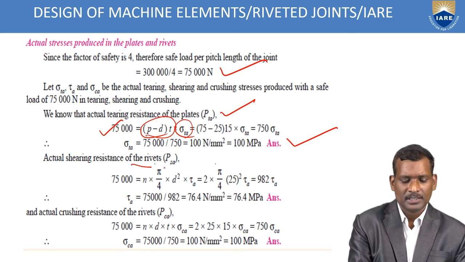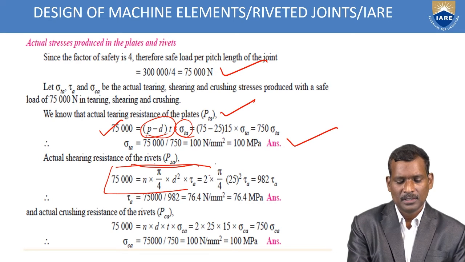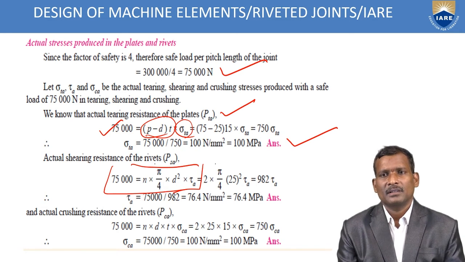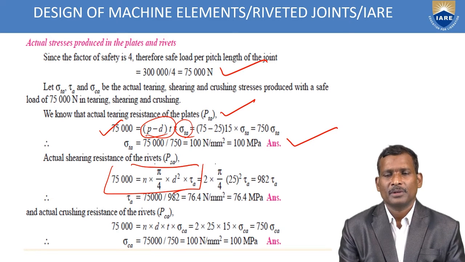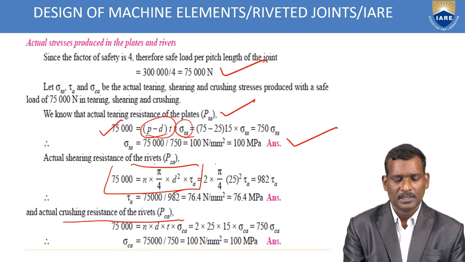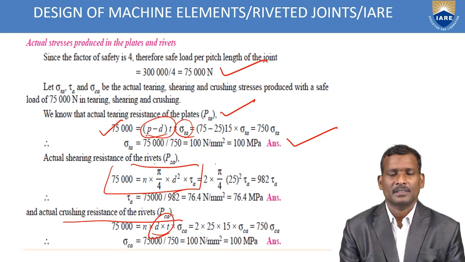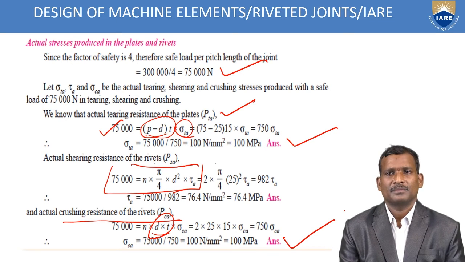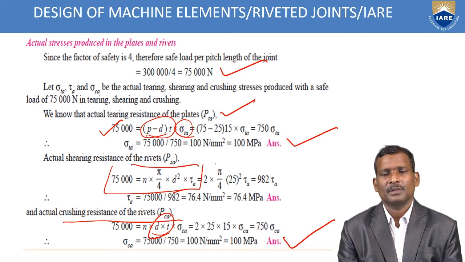Similarly, calculate the actual shearing resistance. By using this empirical relation, the shearing resistance for a double riveted joint is n multiplied by the shearing area and the shearing stress. Similarly, for the actual crushing resistance, it is the crushing area multiplied by the actual crushing strength. So calculate the actual crushing stress. Finally we get 100 megapascal. So here we can say the minimum actual stress is 76.4 megapascal.